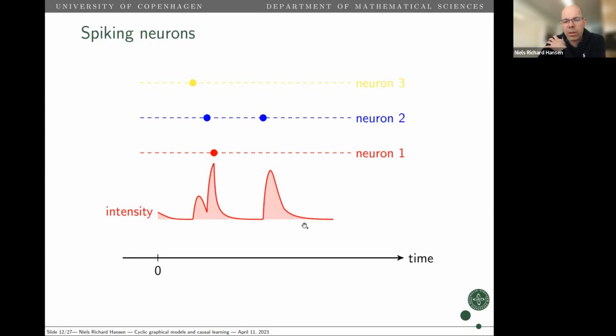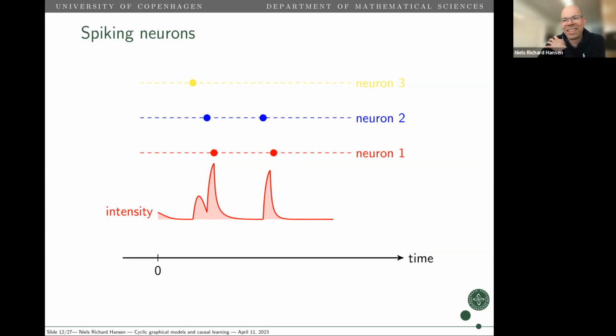So on this slide, for instance, the counting process for the red neuron here will start by being 0, and then it will go up to 1 here, and then when we see this, it goes up to 2. So the counting process is counting how many events have happened up to a given time point.